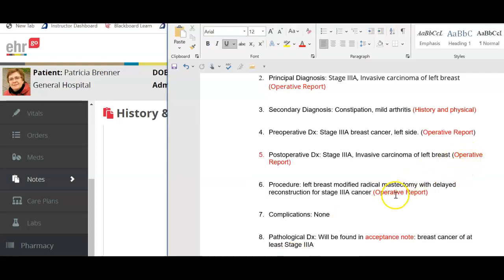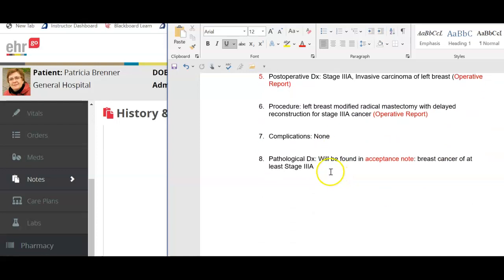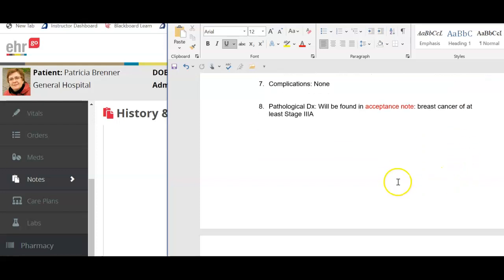All right, let's go ahead and move on. Here we did the radical mastectomy for the procedure. That's in the operative report. There weren't any complications. The one thing with the pathological diagnosis, as I stated, is that it's in the acceptance note, and it's breast cancer, at least stage 3A.